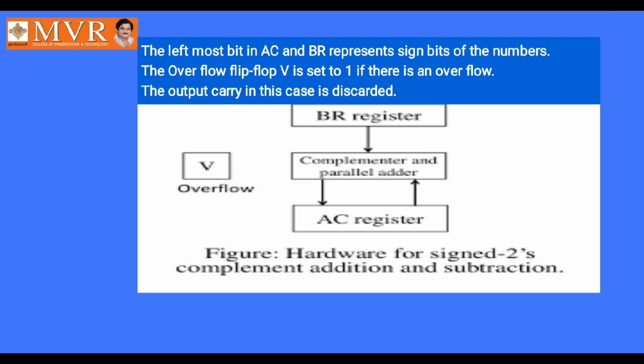Whatever number you are getting, you have to convert the second number into two's complement by default, and you need to perform the addition operation. So this diagram explains the hardware for signed two's complement addition and subtraction.